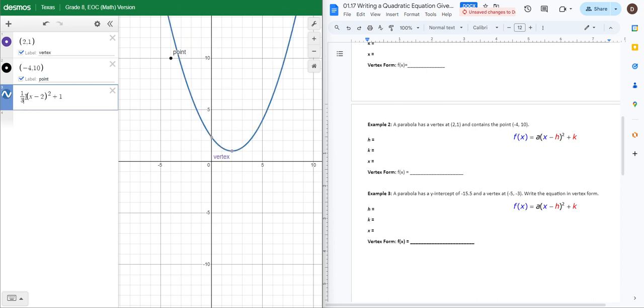So let's go to 1/3. I got closer, but I'm still not quite there. And then finally, let's go to 1/4. It's now going through my vertex and my point, so I can see that this is my correct equation in vertex form.